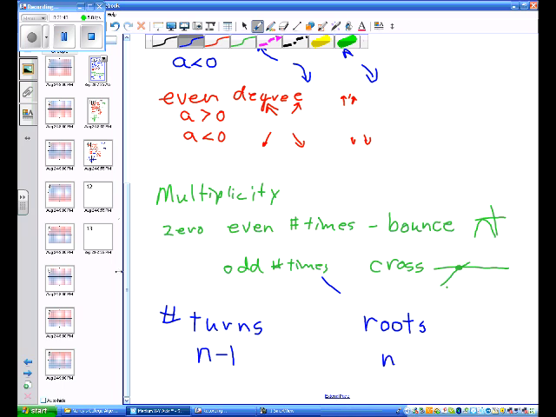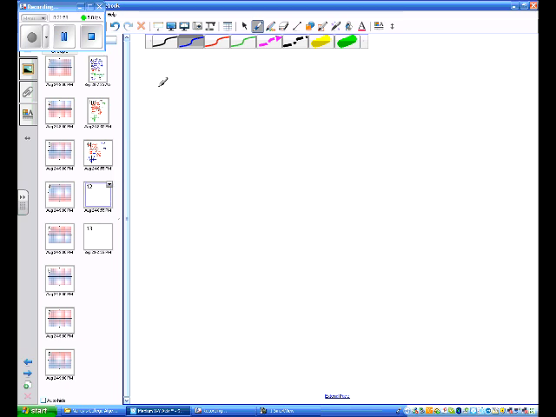So we've got a lot of information here. We know about our end behavior. We know whether we cross or bounce at our zeros. We know how many times we can turn. And we know how many roots we're going to have. Let's look at another one and go through and graph it.